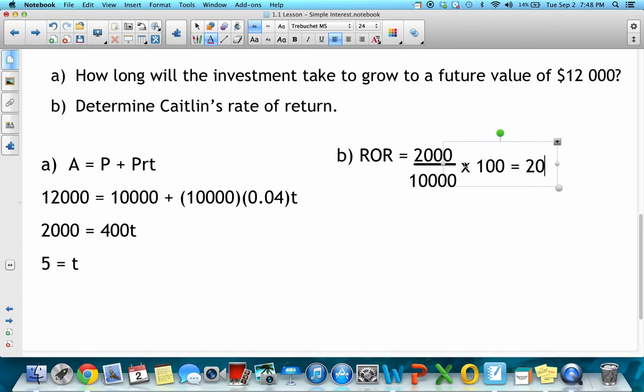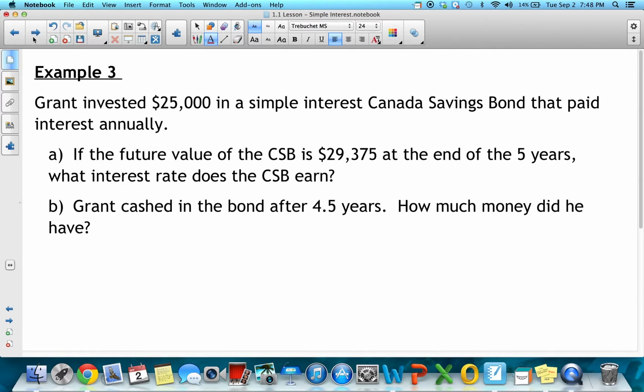And we're going to get an answer of 20%. All right. Last but not least, Grant invested $25,000 in a simple interest Canada savings bond that paid interest annually. If the future value of the Canada savings bond is $29,375 at the end of the 5 years, what interest rate does the CSB earn?